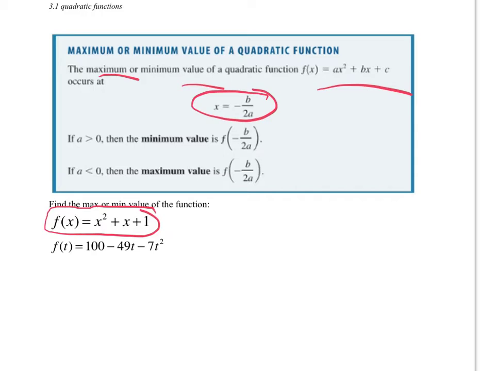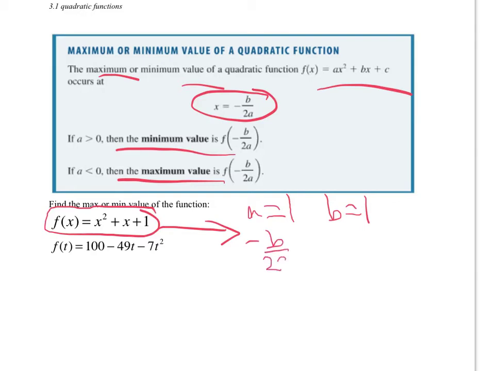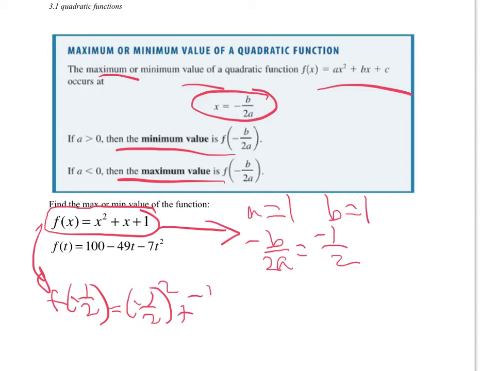And then again, as usual, it's the function value for that x value, the y value, if you will, f of minus b over 2a. So first you calculate minus b over 2a. So in this function, a is equal to 1, b is equal to 1, and so therefore minus b over 2a is equal to negative 1 over 2, so negative 1/2. So you have to do f of negative 1/2. So that's negative 1/2 squared plus negative 1/2 plus 1. And so that's 1/4 minus 1/2 plus 1.